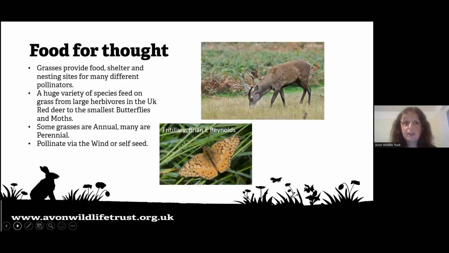And food for thought. Grasses don't just provide food, they provide shelter and nesting sites for various pollinators and birds, and a huge variety of species feed on grass. For example, the red deer pictured and the fritillary. They pollinate via the wind, or they self-seed. And not only does grass give species habitats, but it is food for grasshoppers, aphids, leaf-eating caterpillars, and stem-boring insects. Even carder bees use grass as homes.